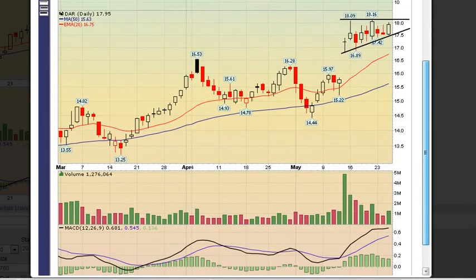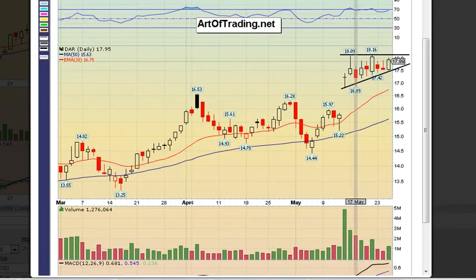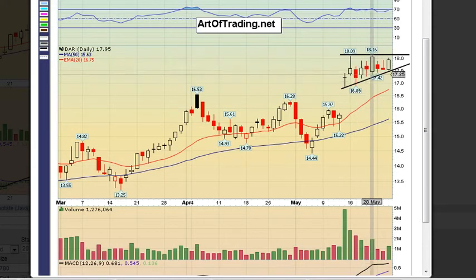I've been watching this stock for a few days, and I realized that it might be time to post this setup to the subscribers, because it's looking like it's starting to reach a situation where it might actually break out.